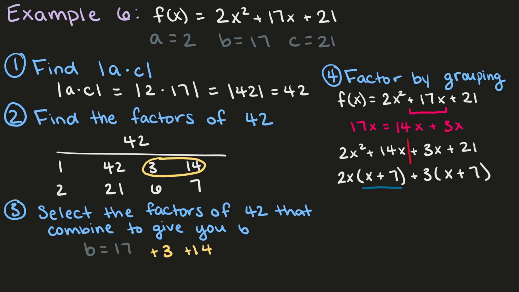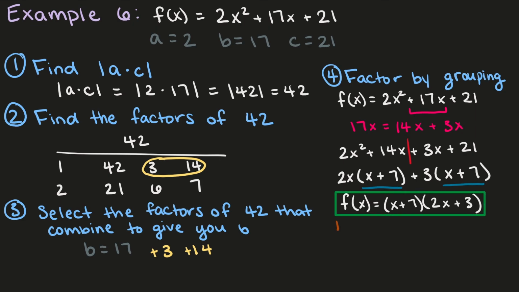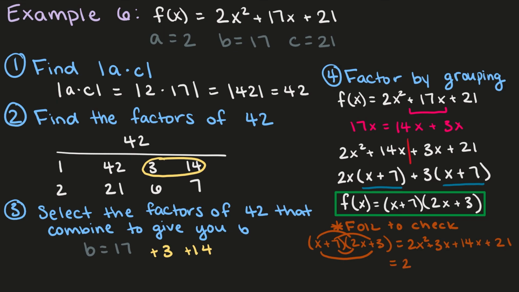We have x plus 7 in each of our groupings, so we can pull that out, and then in our second factor, we'll have what's left over. So that means our answer becomes x plus 7 times 2x plus 3. Let's FOIL to check that these are the correct factors. FOILing x plus 7 times 2x plus 3 gives us 2x squared plus 3x plus 14x plus 21, which is 2x squared plus 17x plus 21, which is our original function, so we have the correct factors.